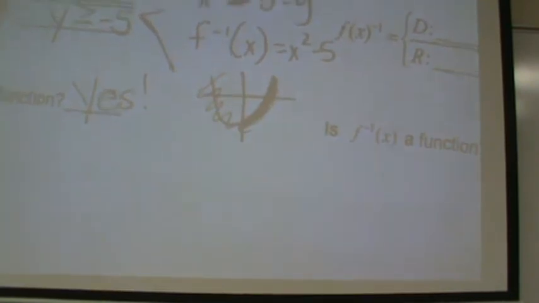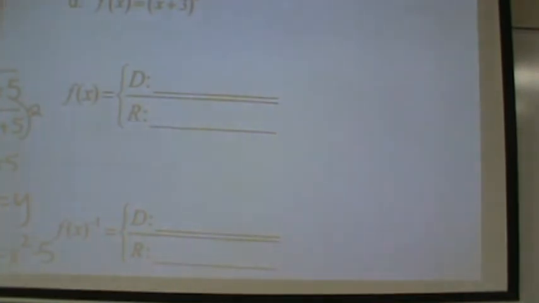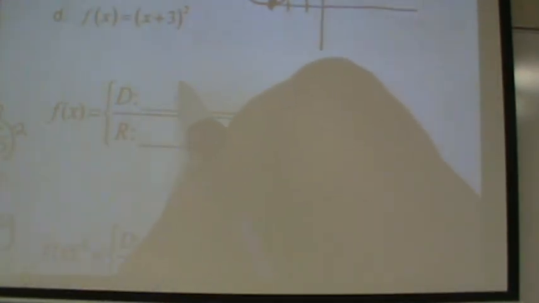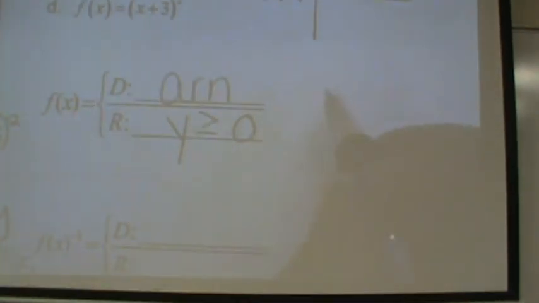The last one. D. What is this? A circle, a square? What is it and where is it? It's a parabola and it's 3 to the left. Good job. 3 to the left, right here. There you go. So can you tell me the domain? The domain is all real numbers, and what's the range? Y is greater than or equal to 0. Good job.